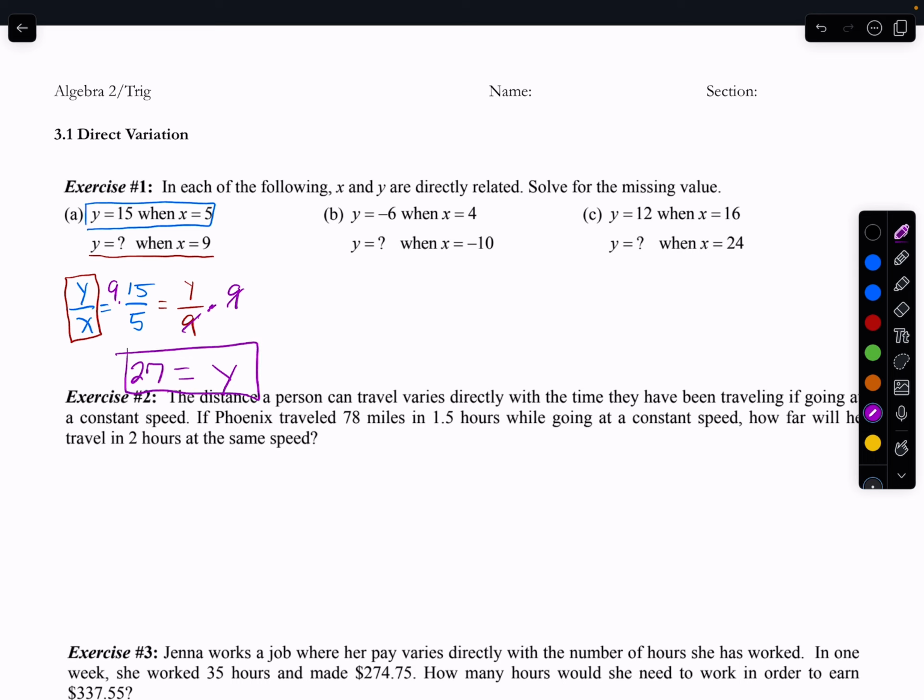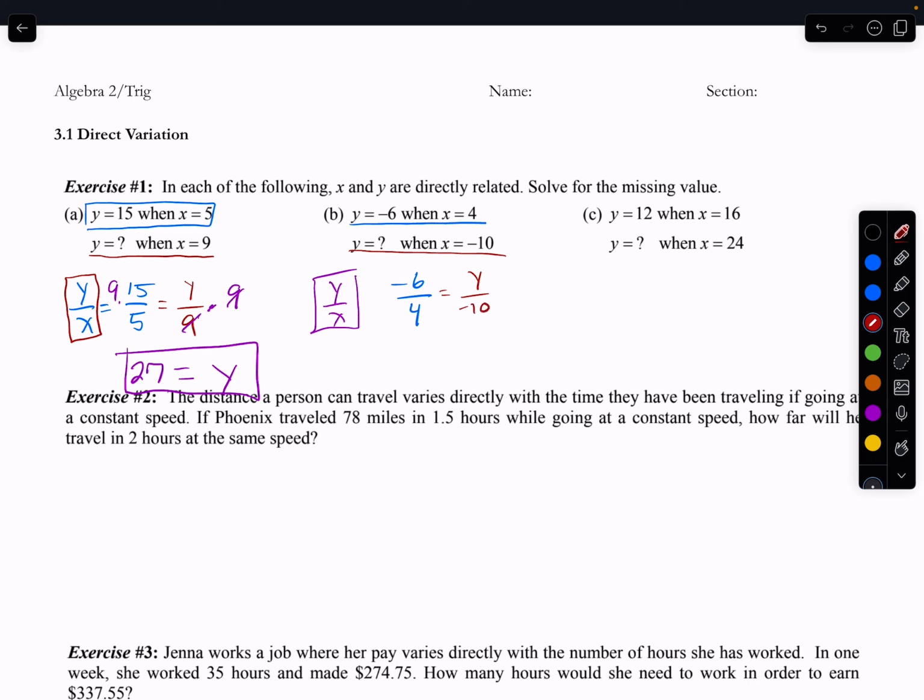So try to work ahead of me here, but it's the same idea. When we have y's on the top and the x's on the bottom, just make sure that all of that is lined up correctly. So let's take a look at this. y equals negative 6 when x is 4. So y is negative 6 when x is equal to 4. What is y when x is equal to negative 10?